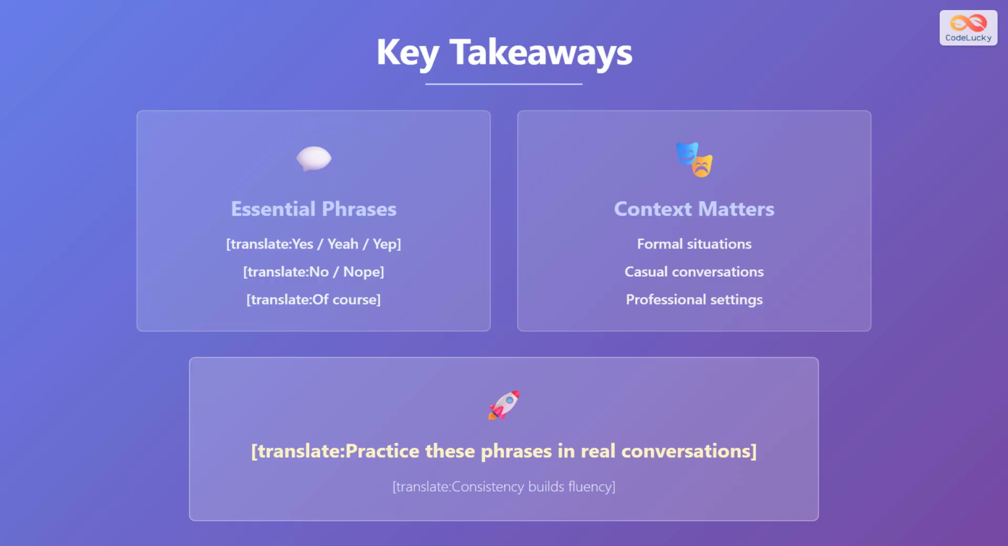Let's review what we've learned. Essential phrases include yes, yeah, and yep for positive responses, and no, nope, and of course. Remember that context always matters. Use formal responses in professional situations, casual responses with friends, and informal responses in everyday conversations. Most importantly, practice these phrases in real conversations. Consistency builds fluency. Keep using these responses in your daily English practice, and you'll become more confident and natural.